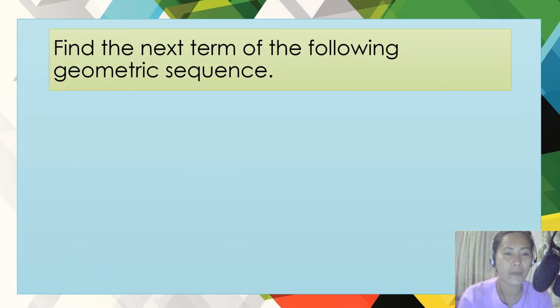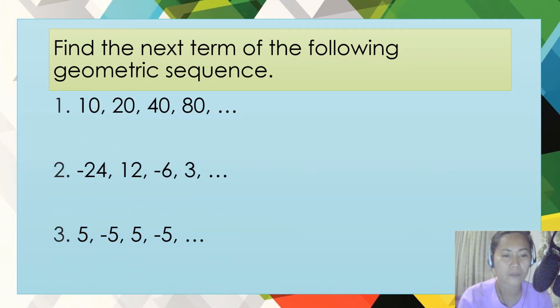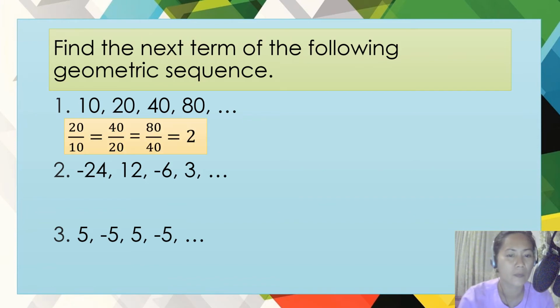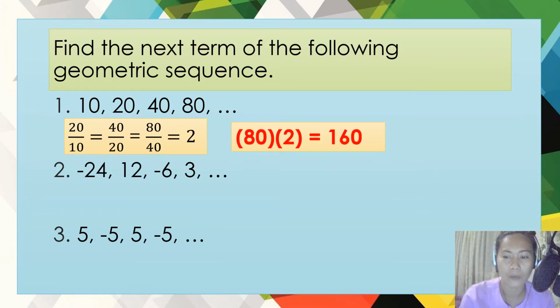Find the next term of the following geometric sequences. Number 1: 10, 20, 40, 80, and so on. To get the next term, simply multiply the term by the common ratio. Okay, so for number 1, the common ratio is 2. So, to get the next term, we simply multiply 80 times 2 equals 160.